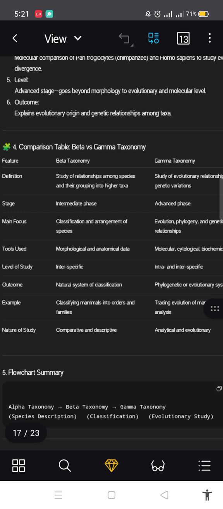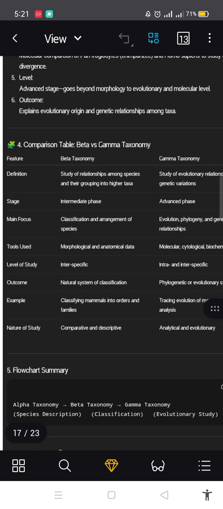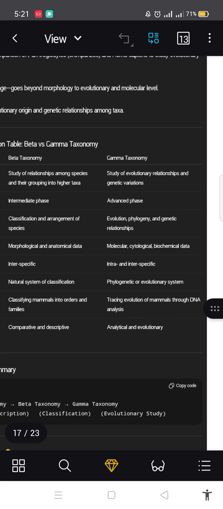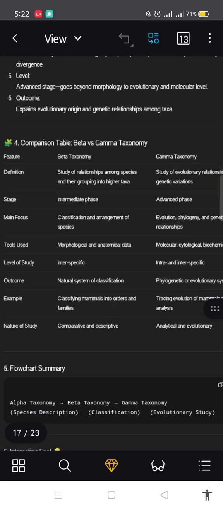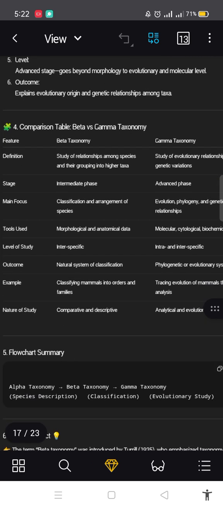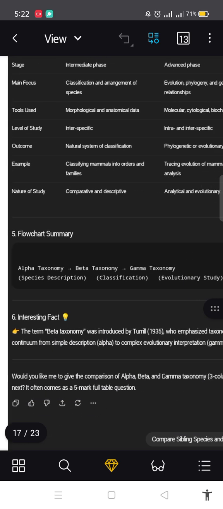The outcome is a natural system of classification with morphology and anatomy, a phylogenetic or evolutionary system. Example: classifying mammals into orders and families, tracing the evolution of mammals, or DNA analysis of the relationship between chimpanzee and Homo sapiens. This is comparative, analytical, evolutionary, phylogeny, and so on.